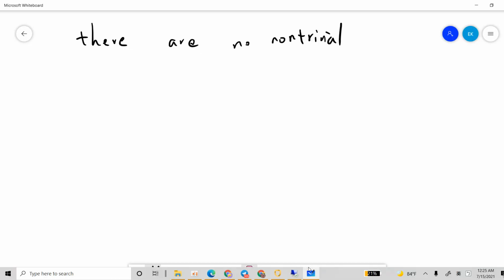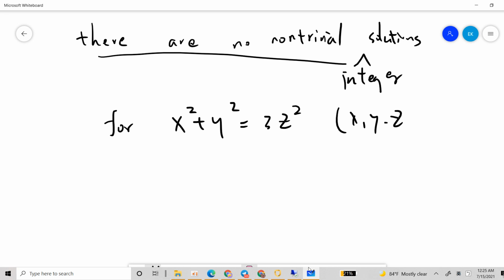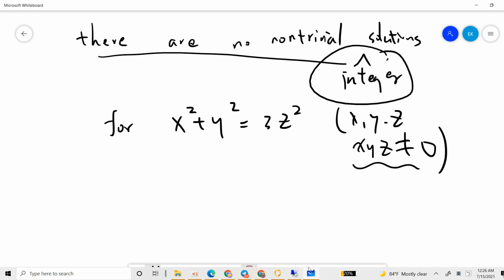Okay, so in this video, let's talk about another simple one. There are no non-trivial integer solutions for x squared plus y squared equals 3z squared. Our requirement is that x, y, z are non-trivial integer solutions, meaning they are all non-zero, so their product is non-zero, and they are integers. Our goal is to prove that there are no such solutions.